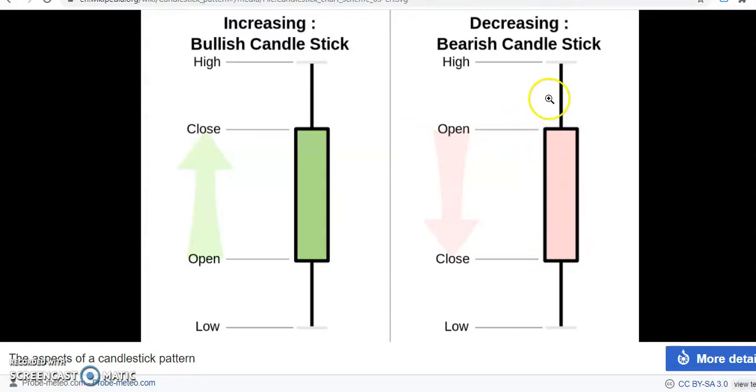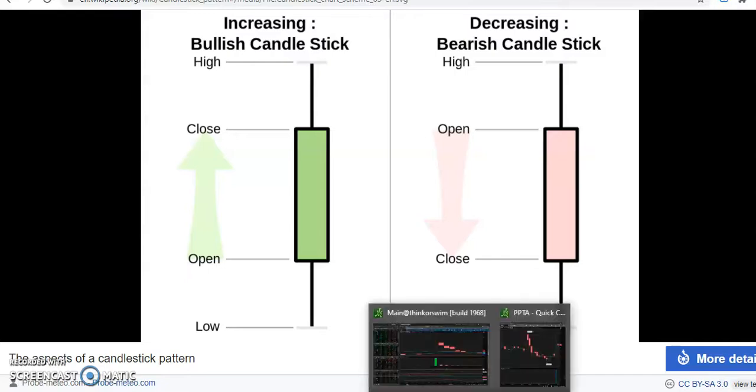Now, same with the high and the low. The high means the very highest point of the day, the wick that you see touching a certain price level. The low is going to tell you what the low of the day is.